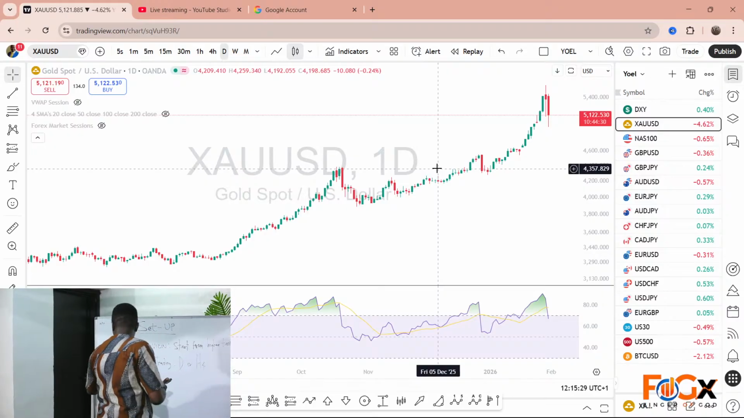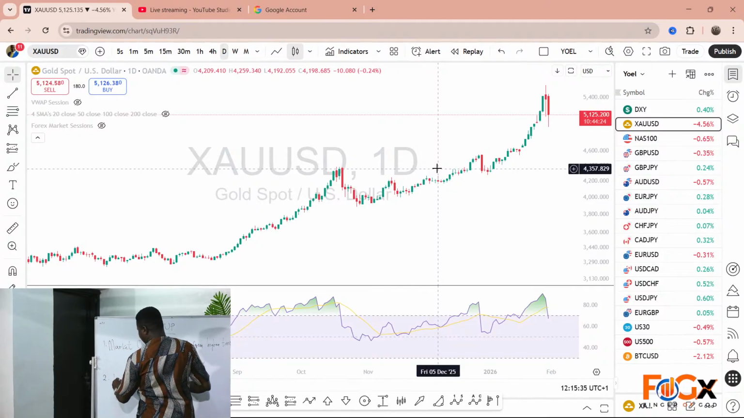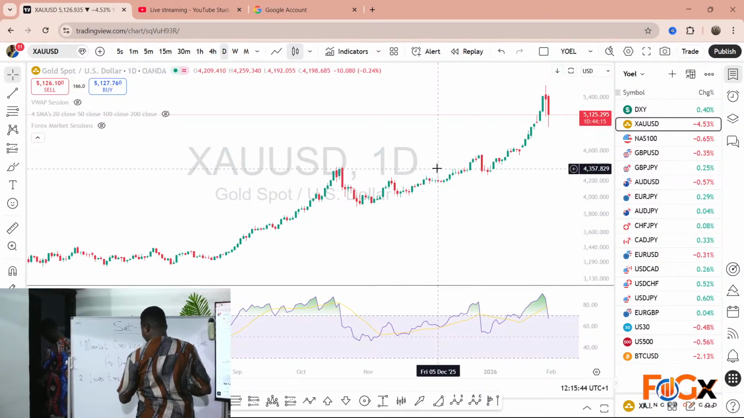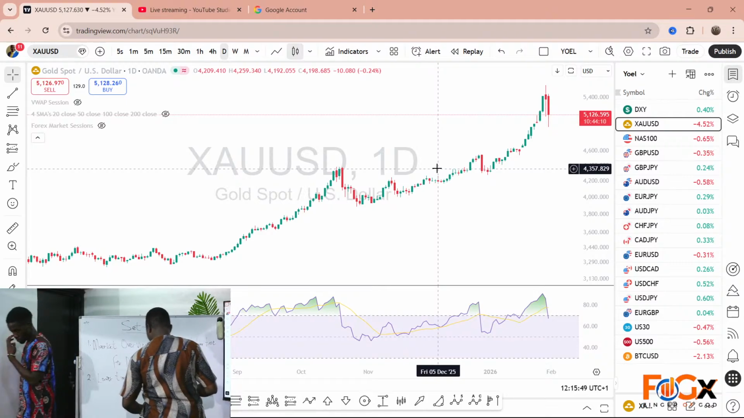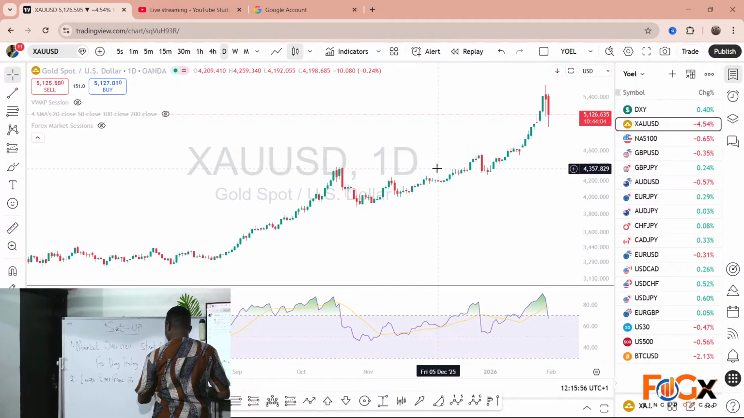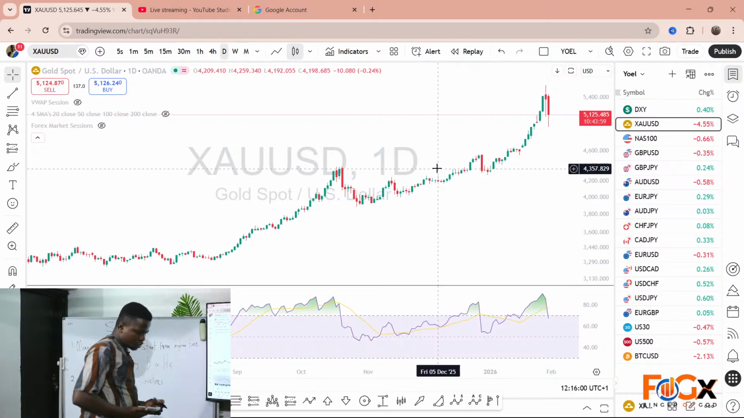So we go to lower time frame. So you go to lower time frame for structures.